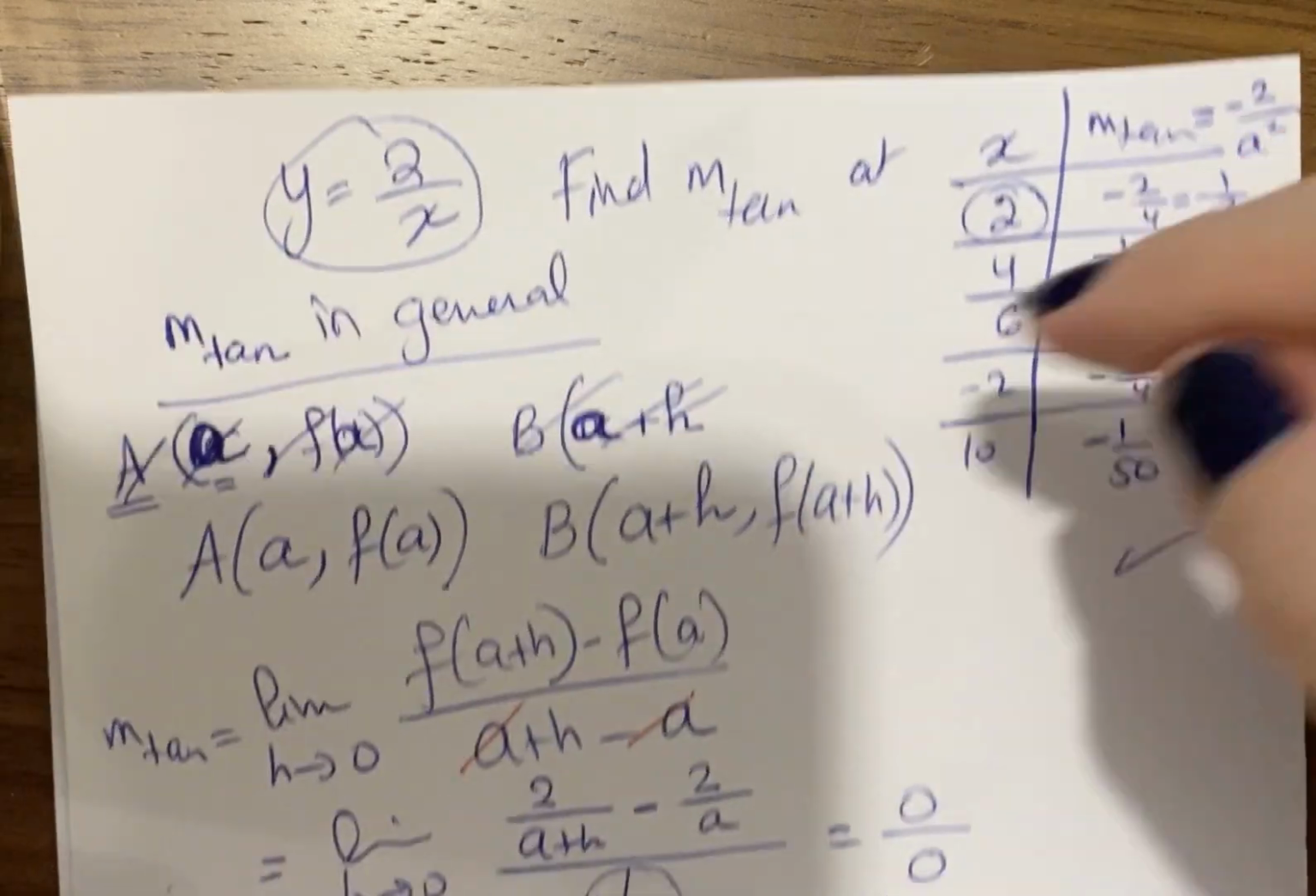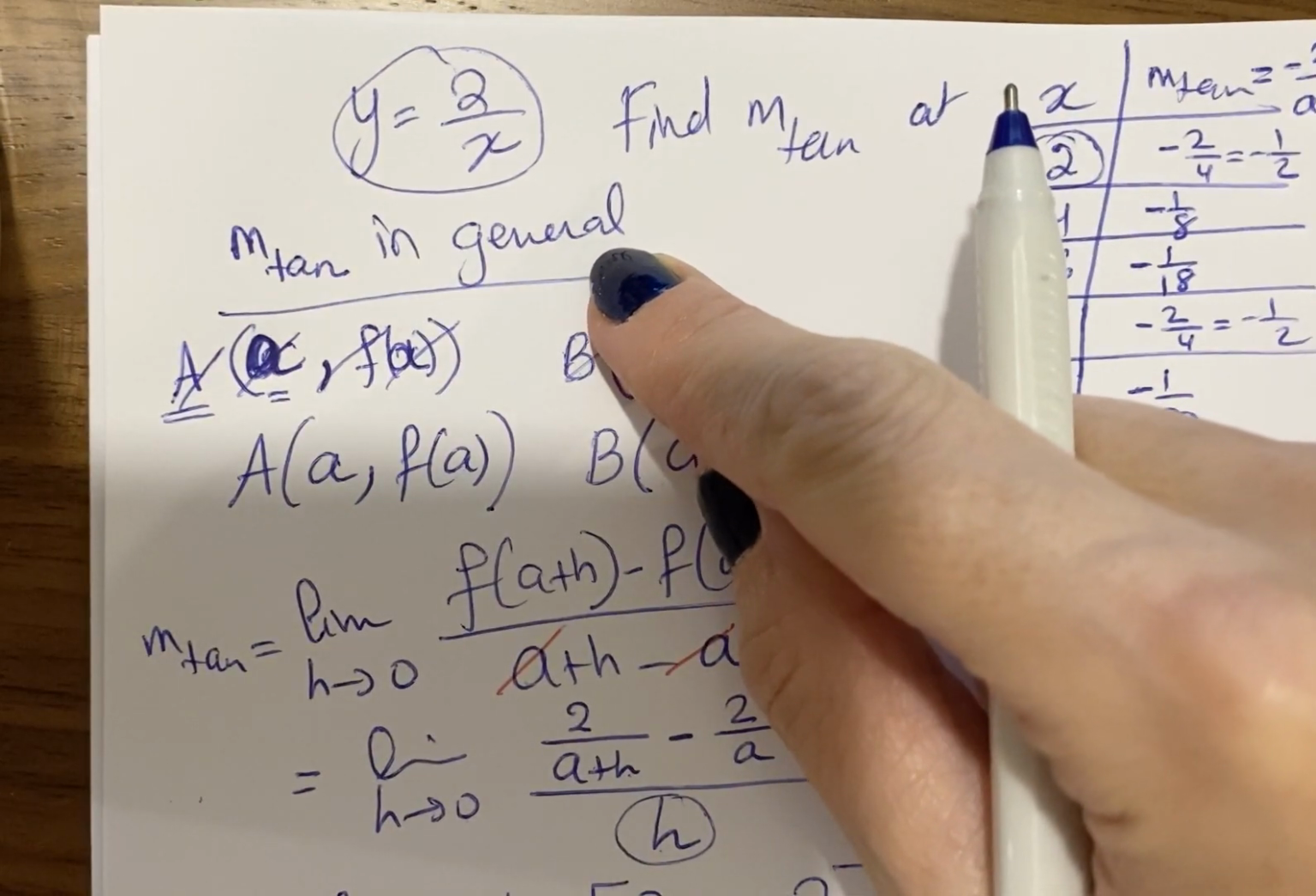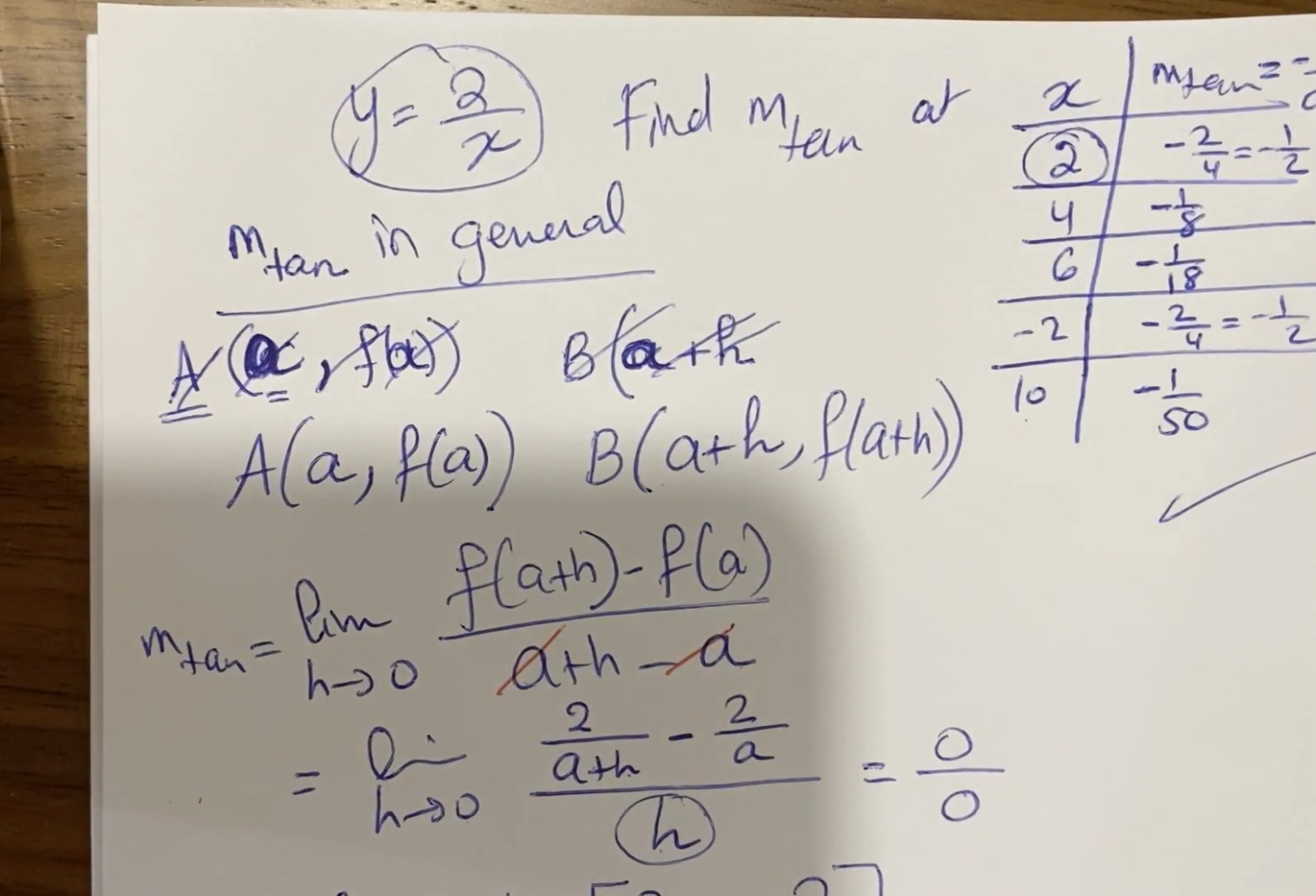Because how did we do it? We did the slope of the tangent in general. We got it as a general formula. We did not do it one step at a time. We did it in a general form. Makes sense? So let's practice another example.